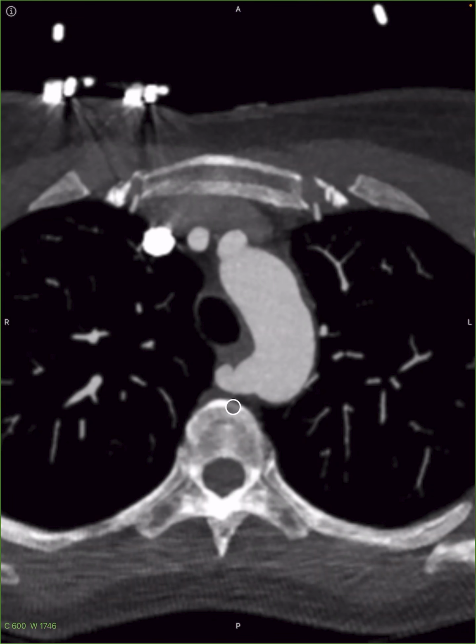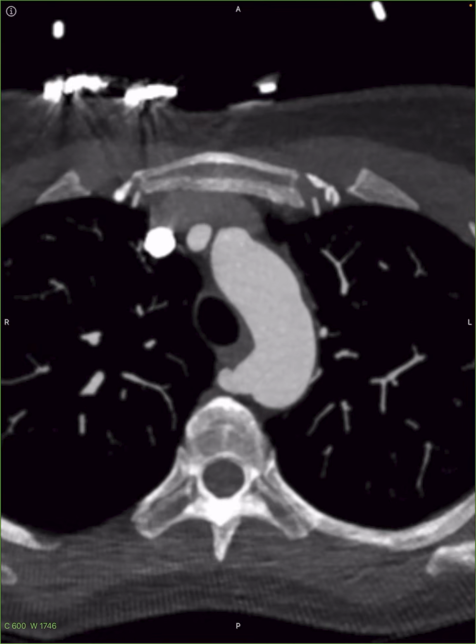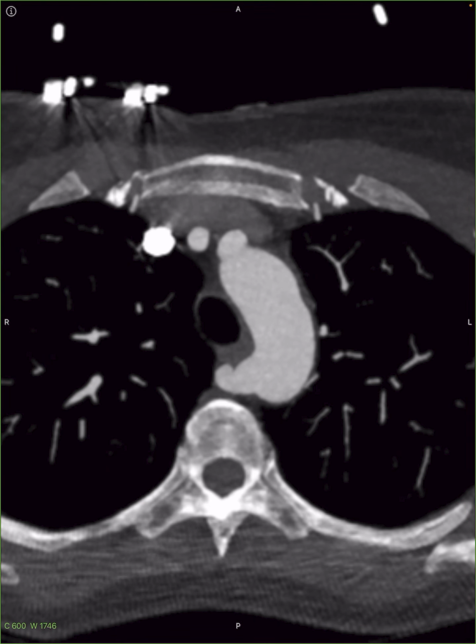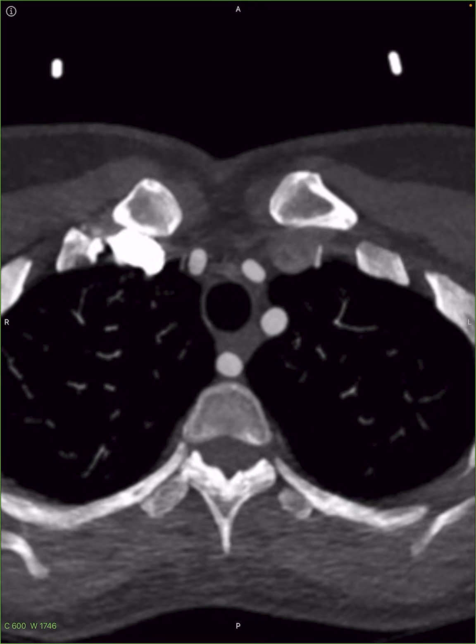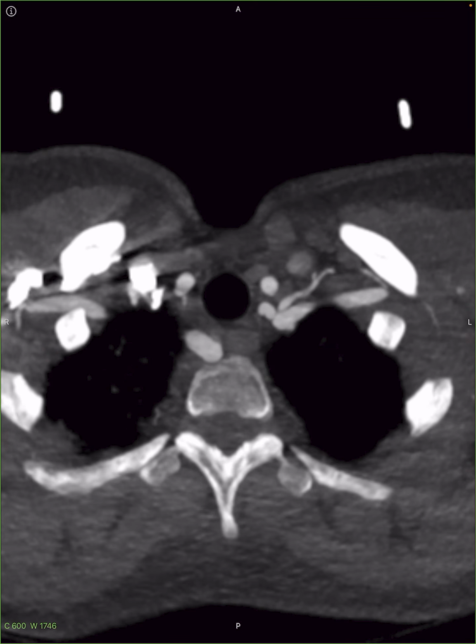Here's what the aberrant right subclavian artery looks like on CT. So you could see we have a normal arch on the left side, but the right subclavian artery comes off of the distal aspect of the arch. This is the esophagus right here. It goes right behind the esophagus. And if we follow it up, you can see it goes up to the right supraclavicular region and then onto the arm.